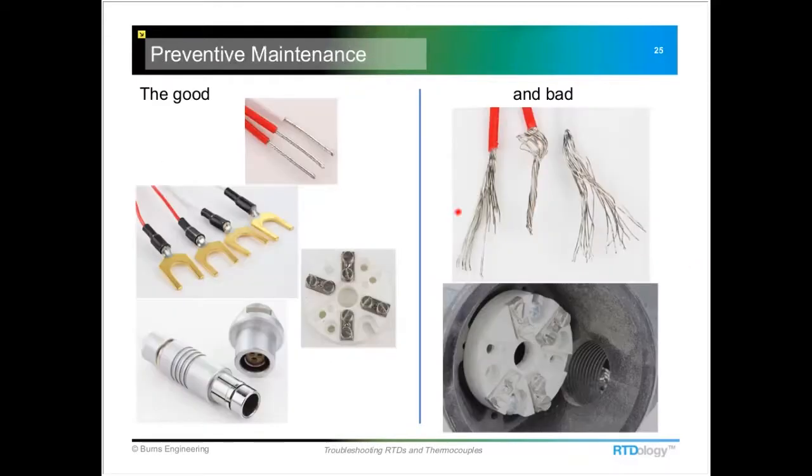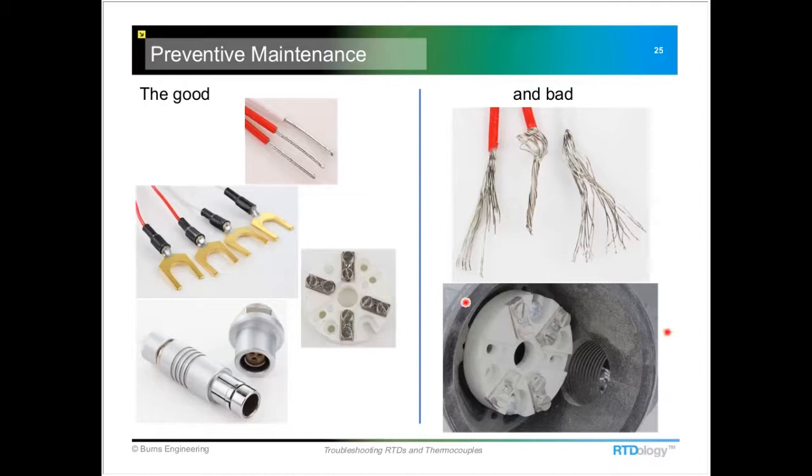Some of the examples here: good clean tinned lead wires. Spade lugs can help if you frequently remove the probe and put it back into service. It helps prevent the lead wires from getting frayed, where you may have some broken strands, bird caging, just a kind of general mess. And then if you do use a connector, use a high quality connector with gold-plated pins. Terminal blocks should be made of a material that does not soak up moisture.